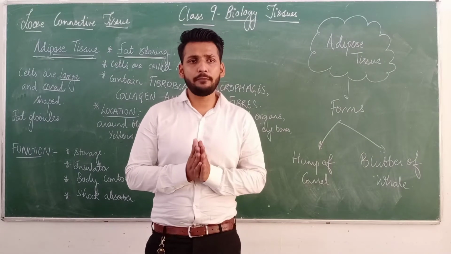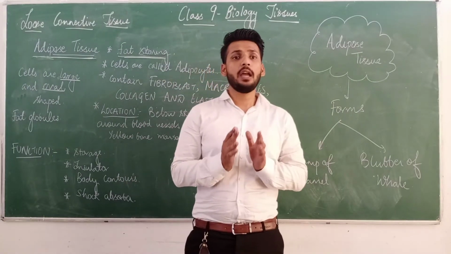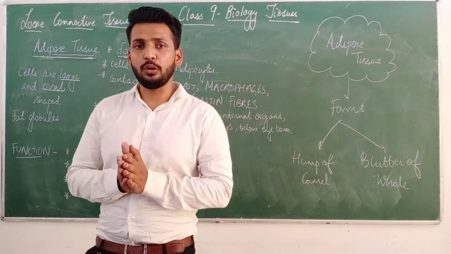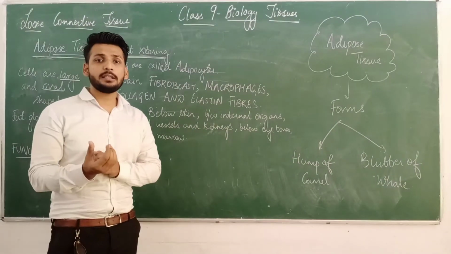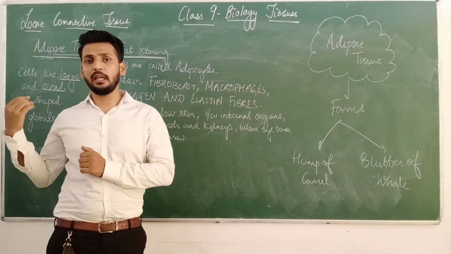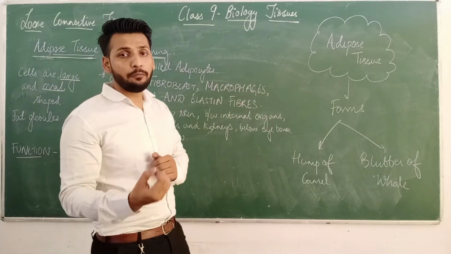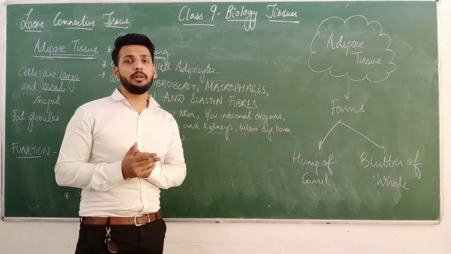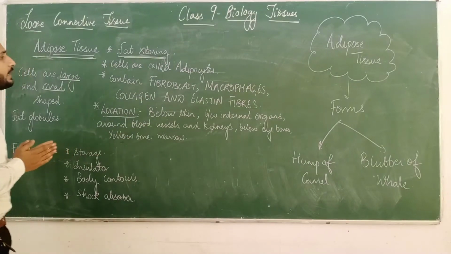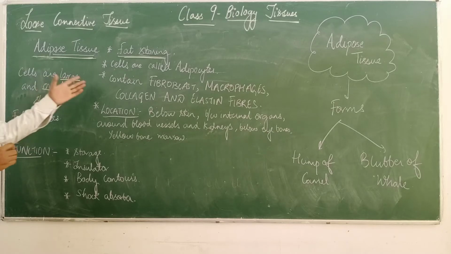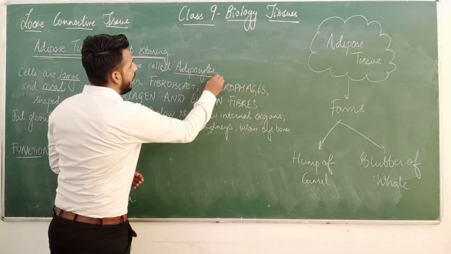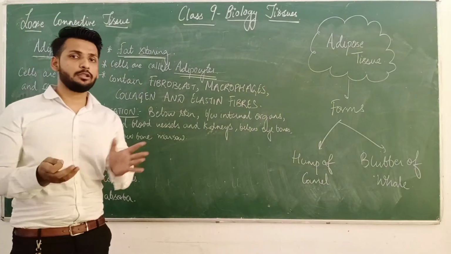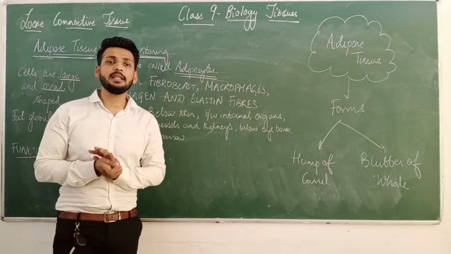There are two types of fat globules. One is white adipose tissue and another is brown adipose tissue. White is a single large globule, and brown fat globules are tiny and numerous in number. Next, these cells are known as adipocytes. They store fats, that's why they are known as adipocytes.